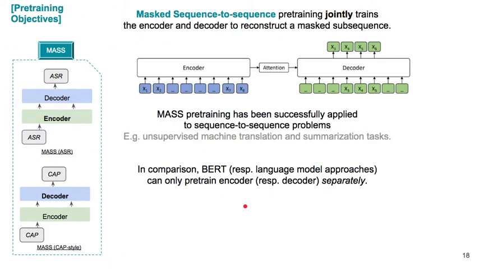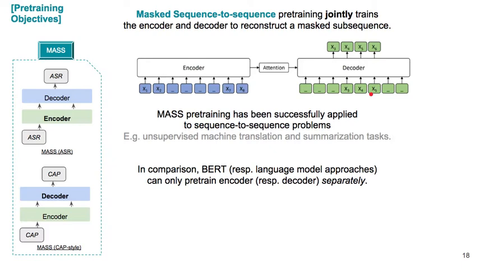But before that, I need to introduce a pre-training strategy commonly used in sequence-to-sequence problems called MASS pre-training. So this means masked sequence-to-sequence pre-training, and it's been successfully applied to sequence-to-sequence problems such as unsupervised machine translation and summarization tasks. So the way it works is very simple. You start by feeding a sequence to the encoder, but you mask a random subsequence. Then the decoder has to predict the hidden subsequence, and it is trained using teacher forcing. So you can see it's just been shifted to the right here in the input.